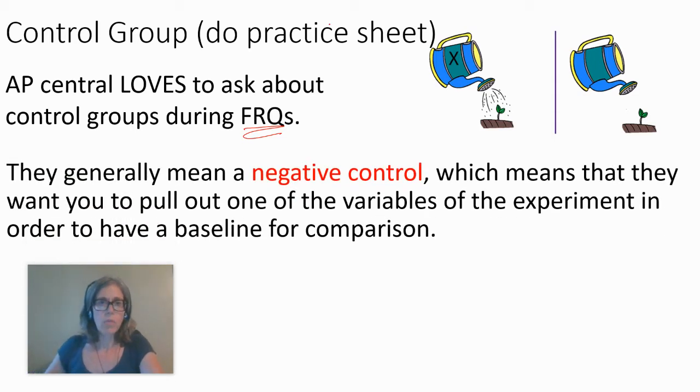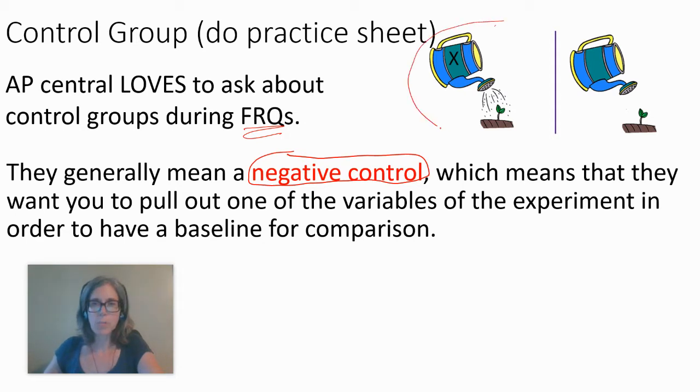Okay, so when they're talking about control groups, they usually mean a negative control. And this is really what you've been doing probably through all of your science courses up to this point. So this means that they want you to pull out one of the variables in the experiment in order to have a baseline for comparison. So in a negative control, you expect nothing to happen.